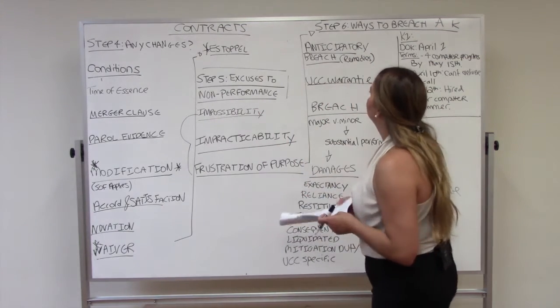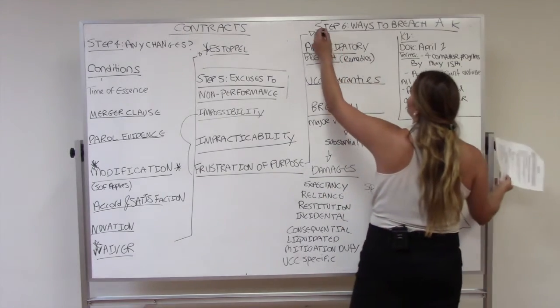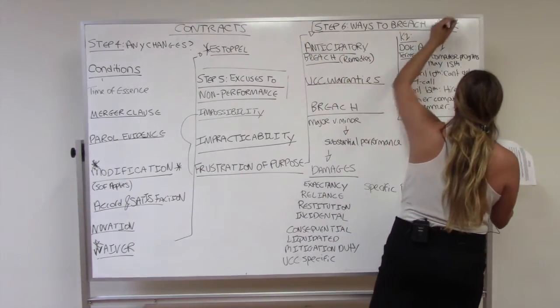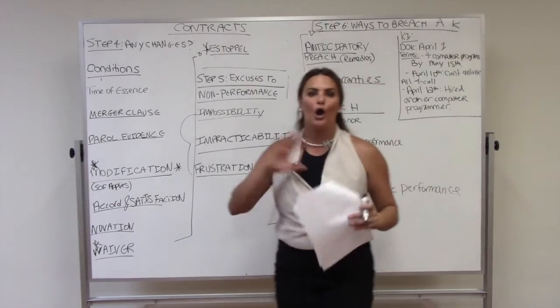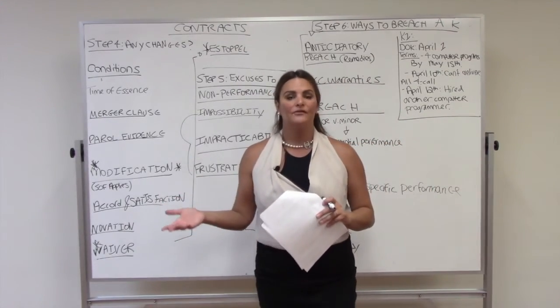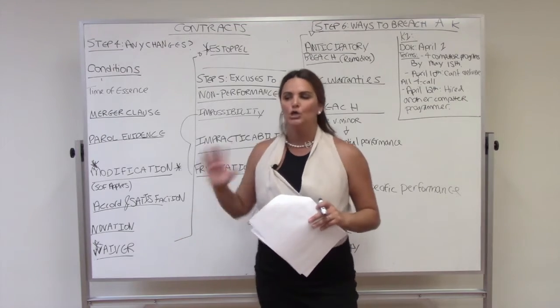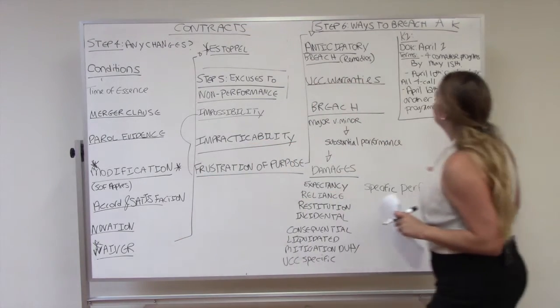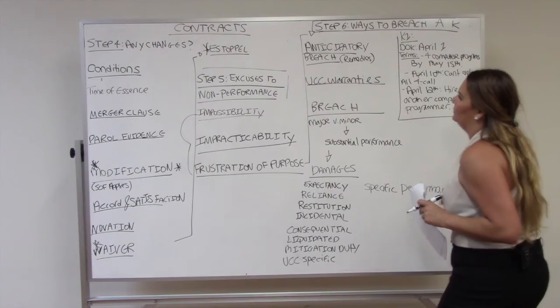As we get out of step 5, we are now in step 6, and this is where we want to be, and that's breach. We're always going to go into breach. Breach is always going to be at issue. We have to determine what kind of breach we have. So there's a number of different breaches. Number 1, anticipatory repudiation.